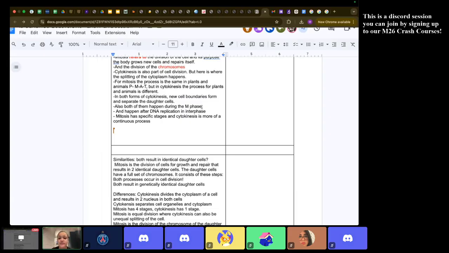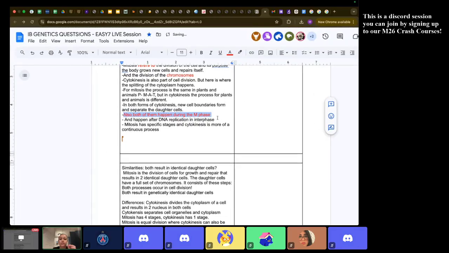Also, "both of them happen during the M phase." So you mean the mitosis phase. In this case, remember that mitosis happens, so prophase, metaphase, anaphase and telophase, and then cytokinesis happens as a separate stage. So that point would basically make the examiner think, whoa, do they understand the processes? Do they not understand the process?